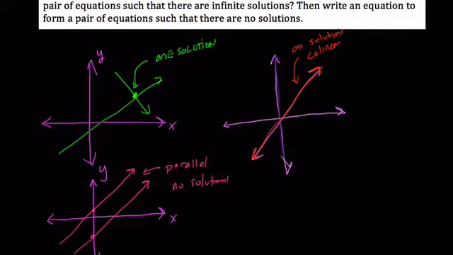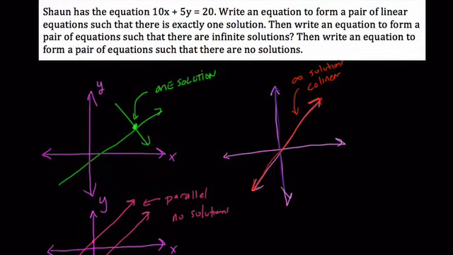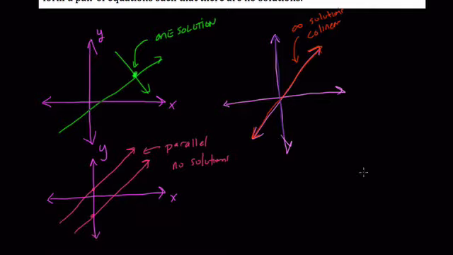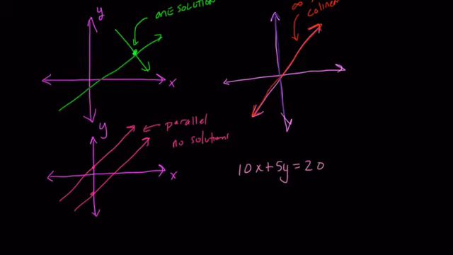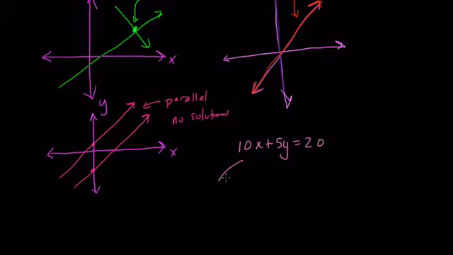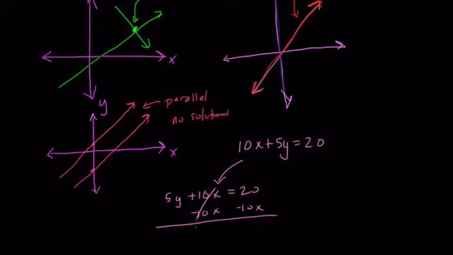They give us an equation in standard form, so we'll use that, although you don't really have to. 10x plus 5y equals 20. So you could rewrite this in mx plus b form. Let's just do that really quick. To get that to happen, you want 5y by itself. So I think of 5y plus 10x equals 20. I subtract 10x from both sides. It cancels out, and we have 5y equals 20 minus 10x.